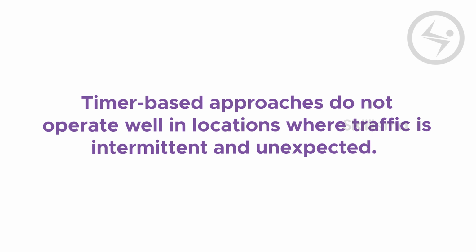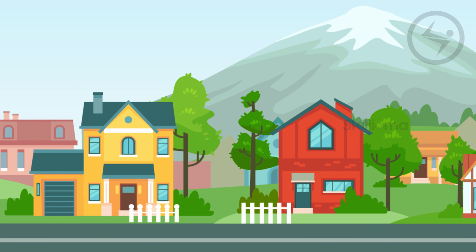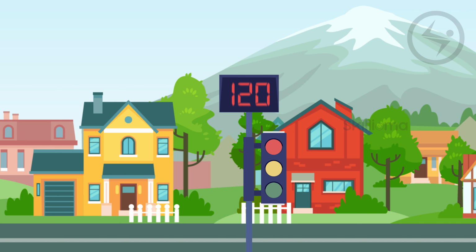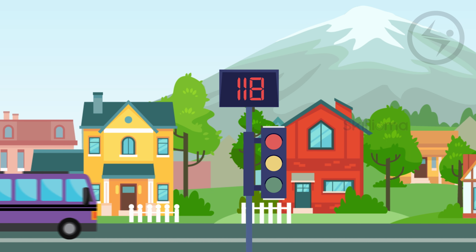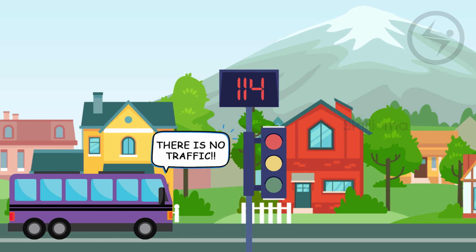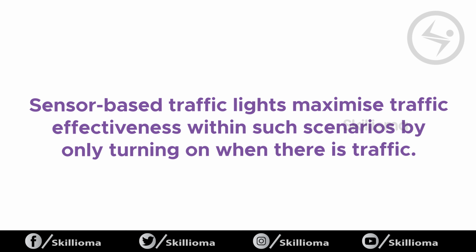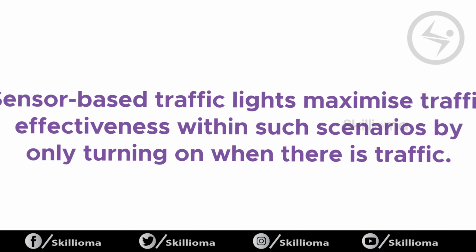Timer-based approaches do not operate well in locations where traffic is intermittent and unexpected. In a rural area, for example, a countdown system may cause several drivers to slow down or stop unnecessarily when there is no congestion or traffic. Sensor-based traffic lights maximize traffic effectiveness within such scenarios by only turning on when there is traffic.